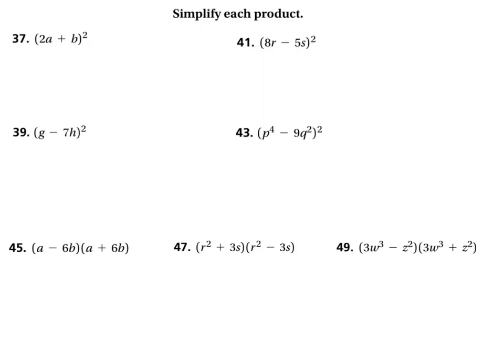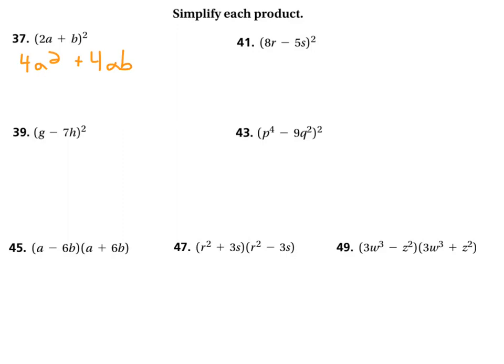Okay, now we have a whole bunch on one page because they're so easy to do. We can blast through them without spending a whole lot of time worrying about it. Okay, we are squaring this, so that means that you take the first term, 2a, and you square it. 2a times 2a, 4a squared. And then you take the two terms and you multiply them together and double it. So 2a times b is 2ab. If we double that, we get 4ab, and it's positive.